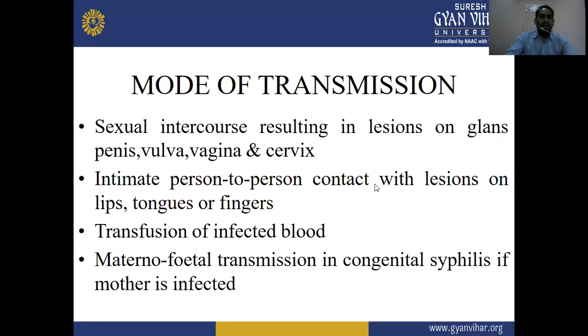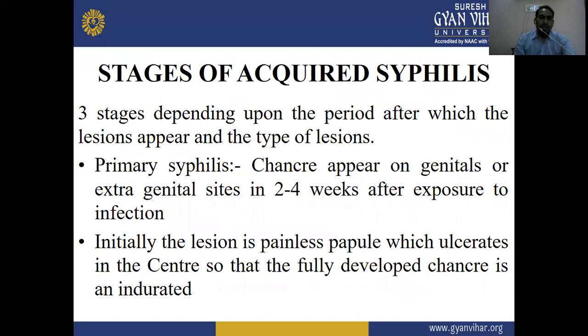Next one, intimate person-to-person contact with lesions on lips, tongue, and fingers. The next mode is transfusion of infected blood, and maternofetal transmission is congenital syphilis, where the mother is infected. Next one, stages of acquired syphilis.